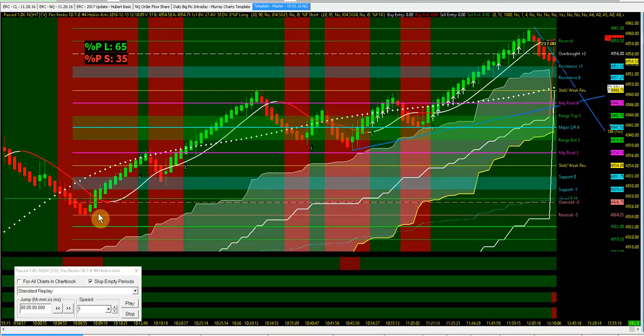Now, Murray Math lines, you'll see here's where it started out. Here's where that move started out, right over there at that reversal line. What happened? It ultimately went right up to that other reversal line. That would have been an extremely nice trade just to stay in. Murray Math lines will tend to keep you in trend, which is really, really nice. And it will also tell you where your likely pullbacks are going to be.